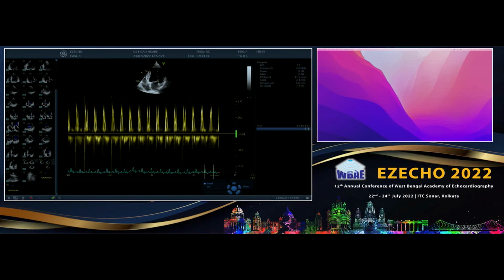Then comes the LBBB and the RV pacing. So RV pacing is like LBBB only. You have created the RVBB. Now, LBBB patients also invariably have diastolic dysfunction. Why? Because as you have a dyssynchrony of contraction, you have a dyssynchrony of relaxation also.